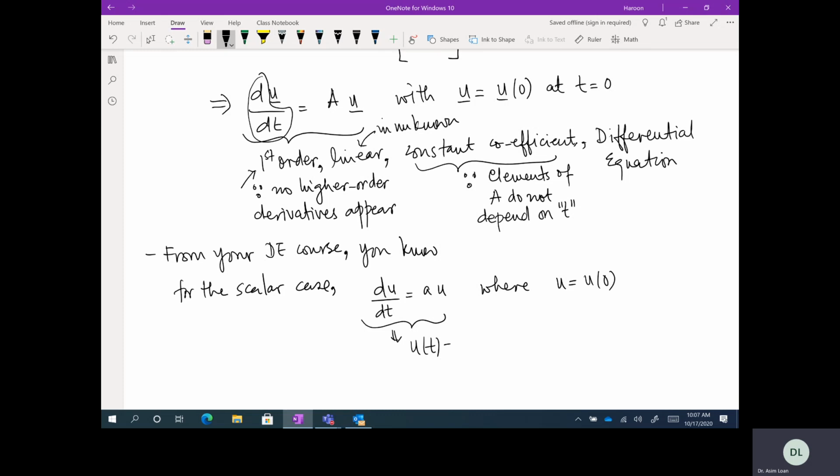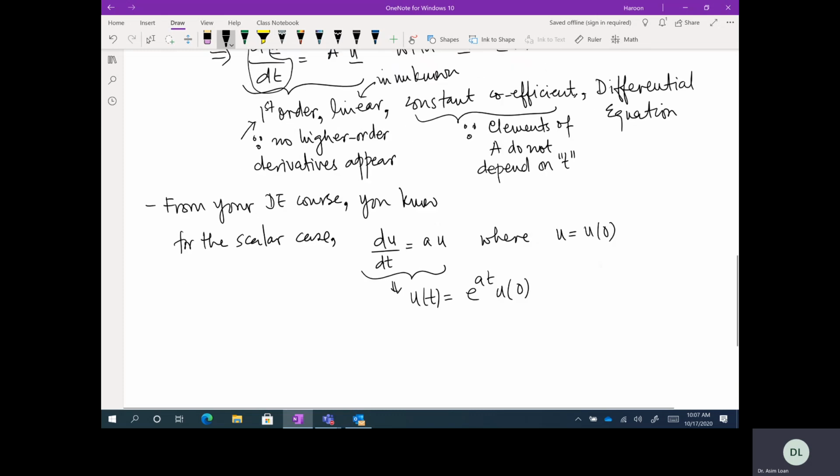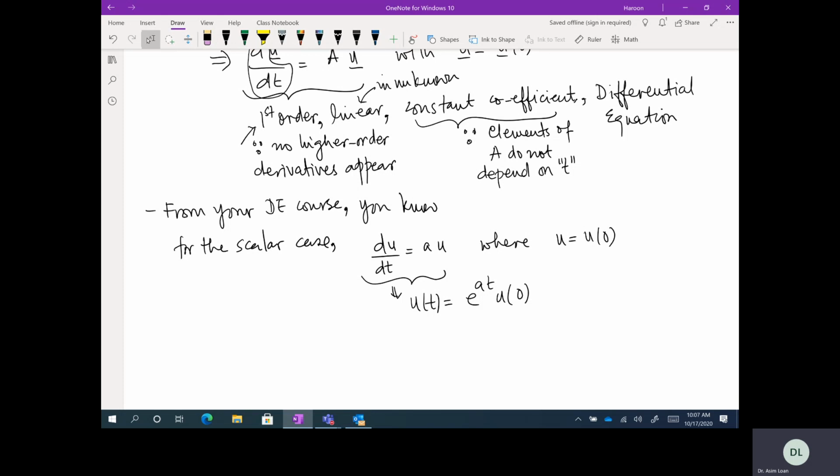So u of t is some e^(at) u of 0. And probably you also saw over there that, depending on this value of a, your solution is either stable, unstable, or neutrally stable. So let me define those again for you. The solution is unstable, meaning it's going to go without bounds, when a is greater than 0, because e^(at) tends to infinity.